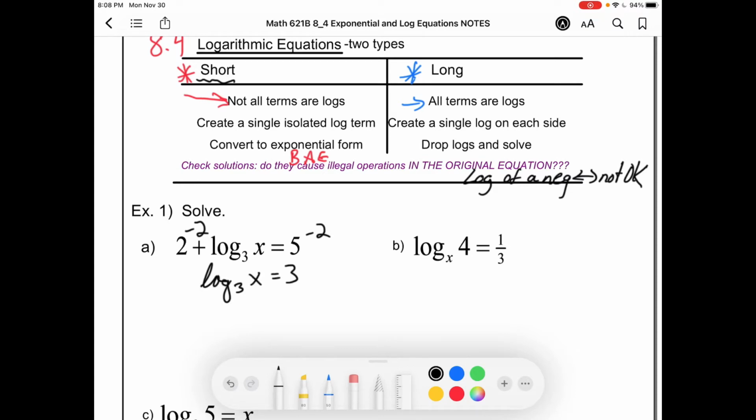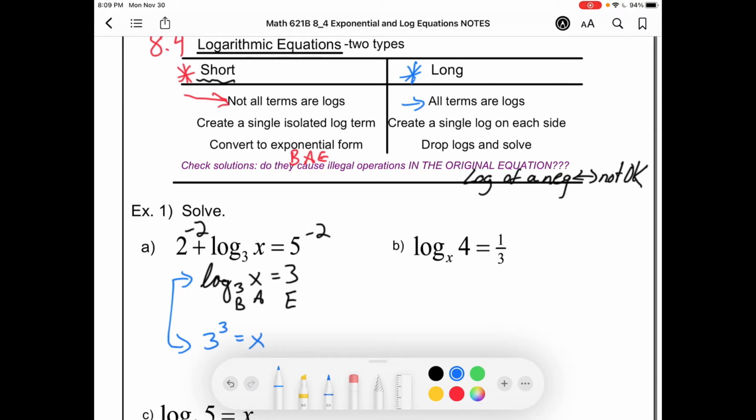And now I'm going to convert to exponential form. So remember, when we see this log statement, it means the base is 3. What we might call the answer in exponential form is x, and the exponent is 3. So let's rewrite that in exponential form. The base is 3, the exponent is 3, and the answer would be x. These two statements over here are equivalent to each other. One's just written in exponential form, and one's written in logarithmic form.